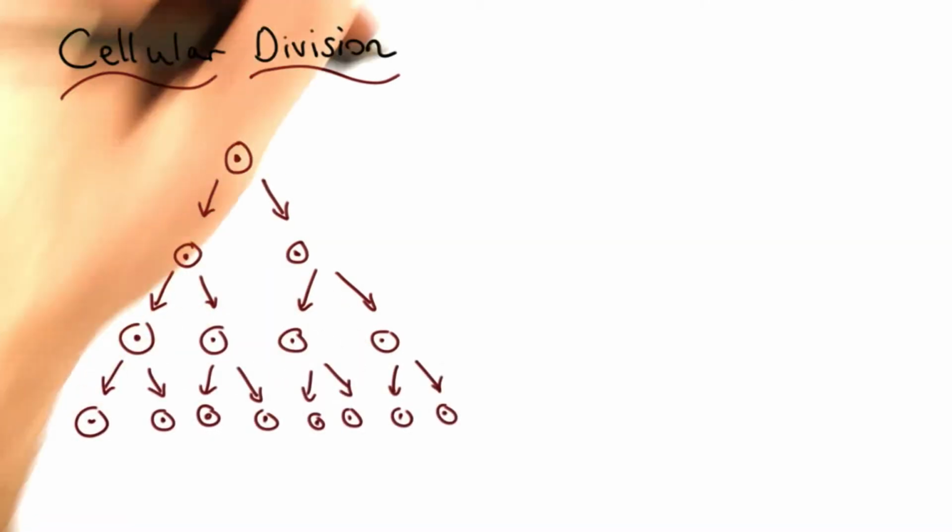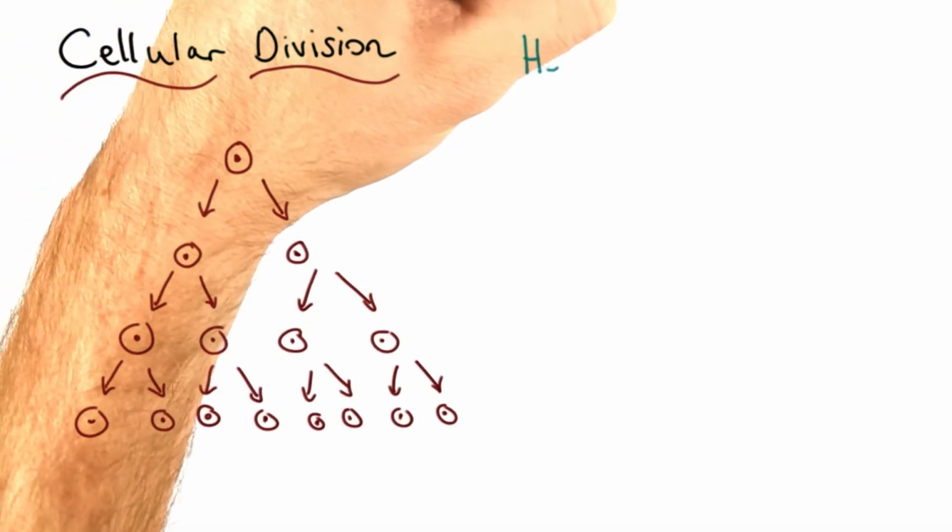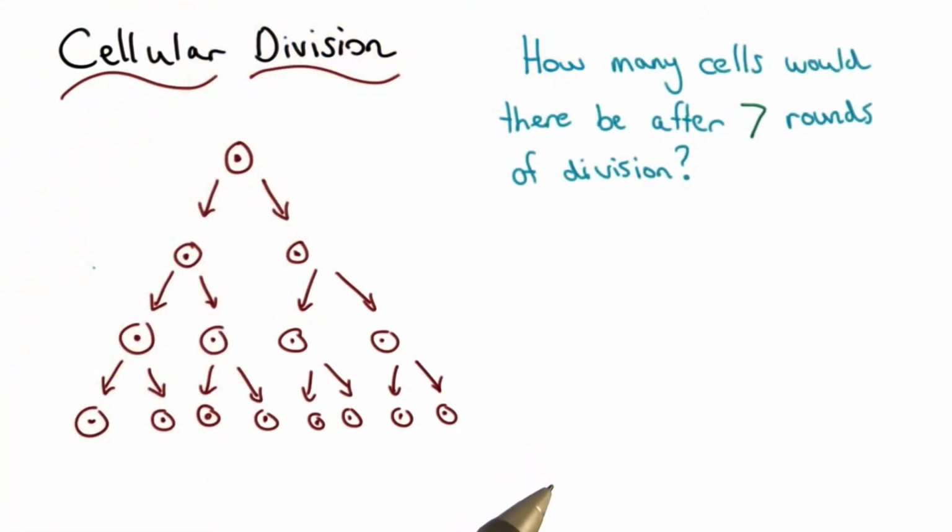So here's my question. How many cells would there be after 7 rounds of division? By the end of this segment, you'll be able to answer this question. We're going to figure this out using exponents.